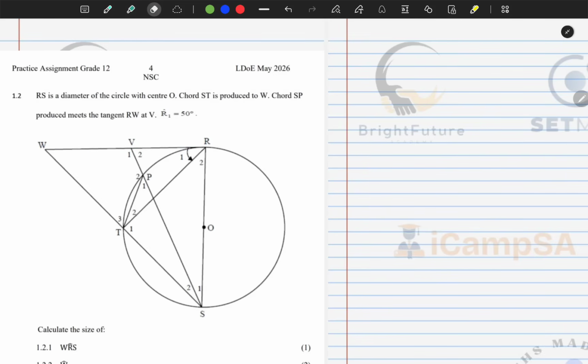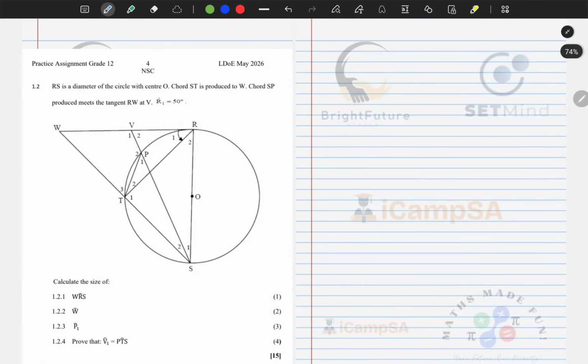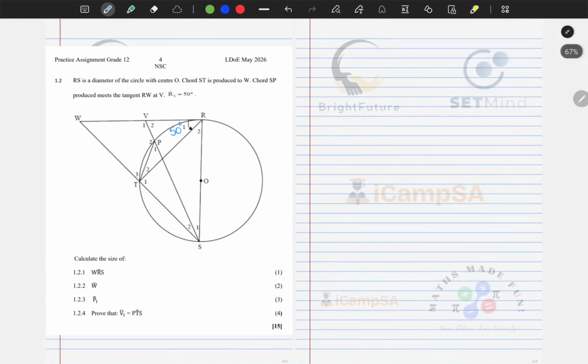Then we are given R1 to be 50 degrees. And then we are asked a couple of questions. So let's quickly put in our 50 degrees there. Then we are asked, what is the angle WRS? So let's go and figure that out. It's WRS. So if you look carefully at our diameter meeting our tangent, that should be very easy for us to figure out. So that becomes our 1.2.1.